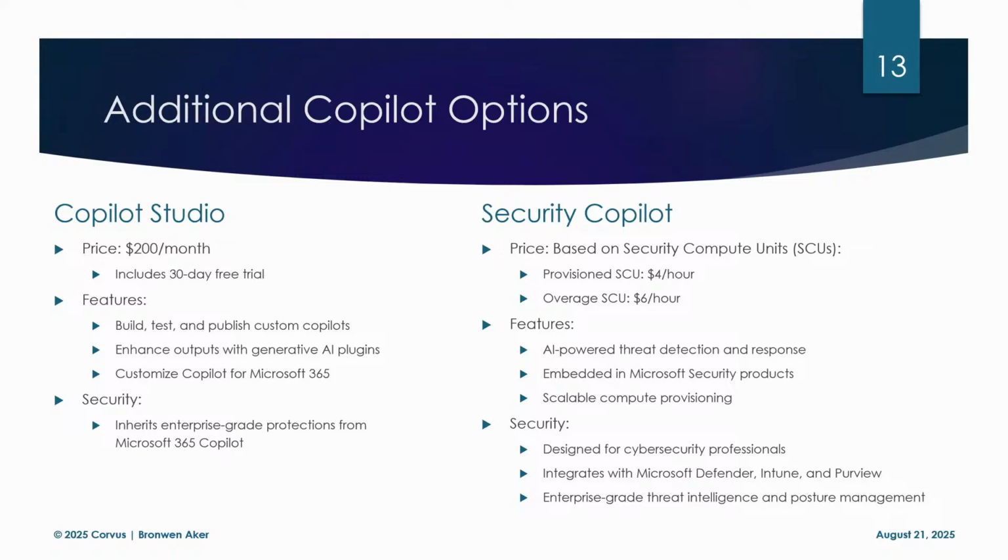The price point has to do with how many security compute units you use, or SCUs. A provisioned SCU only costs $4 per hour. If you go over that, the price jumps to $6 an hour. So make sure that you provision appropriately and you monitor exactly how much you're using it.